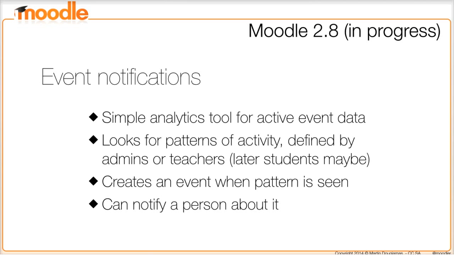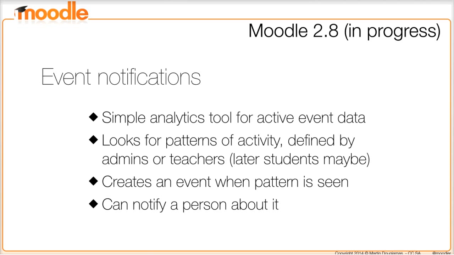So some of these gaps, give them a higher priority because they're going to be really useful for us to be logging those things. So this tool will be looking for patterns of activity, and they'll be defined by admins or teachers initially, and then later students maybe as well. Although that's a harder problem because we need to be very careful with data privacy and things like that. But initially, admins and teachers look for patterns. So a pattern might be, tell me when a forum has more than 10 posts in 30 minutes. So this is a really hot discussion going on in a forum somewhere.